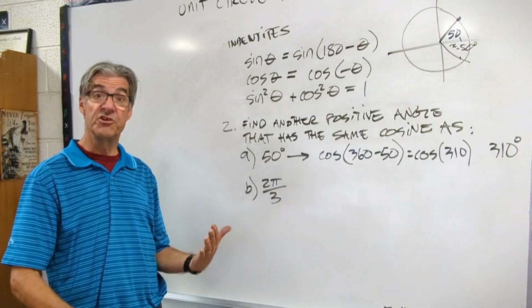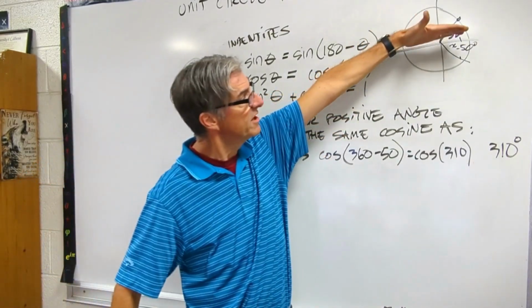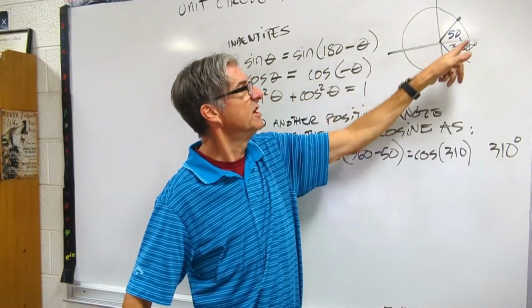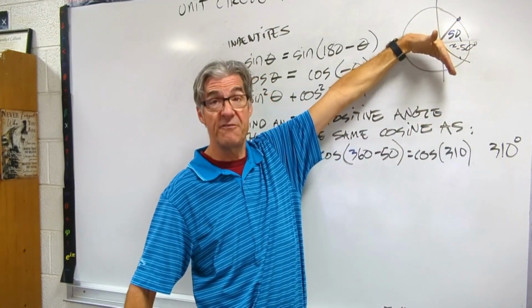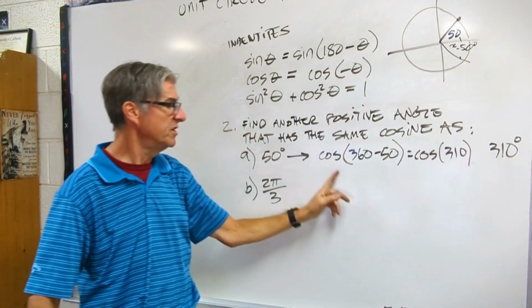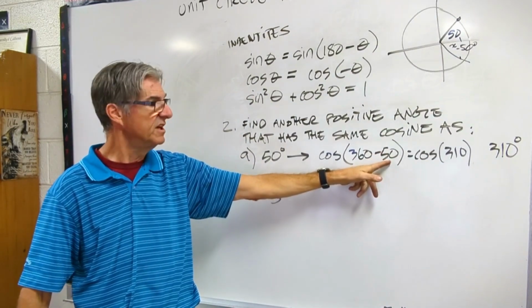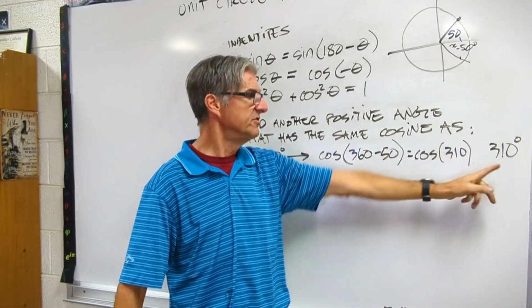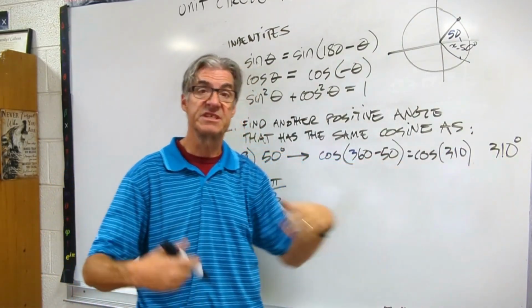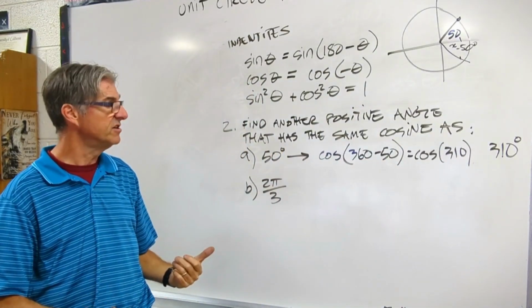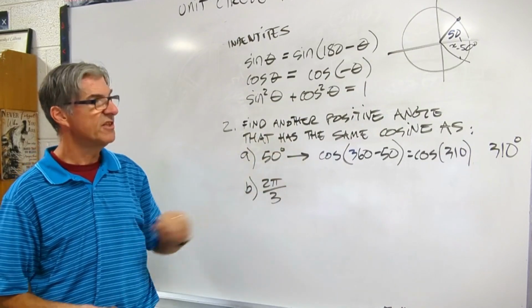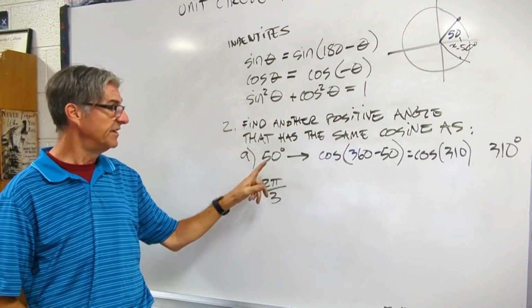Okay, so we're working in degrees here. The equivalent angle to minus 50 is going to be 360, going all the way around and then backing off by 50, or subtracting 50. So I just did cosine of 360 minus 50, which is cosine of 310. So cosine of 310 will give you the same value as cosine of 50, and you can check that on your calculator. So that's another positive angle that has the same cosine as 50.